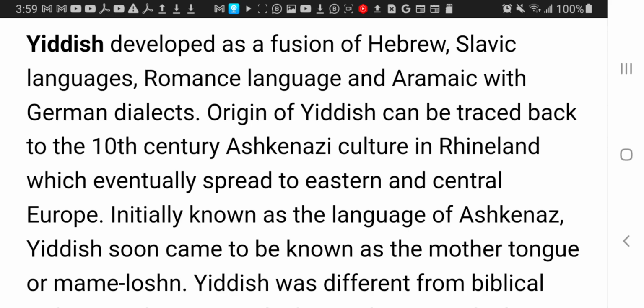But more on Yiddish. The origin of Yiddish can be traced back to what? The 10th century Ashkenazic culture in the Rhineland, that eventually spread to Eastern and Central Europe. 10th century, we're talking 10th century AD. That's like 900 something, right? So when we come to the year 900 AD something, in the 900s, that's the 10th century, that spread eventually to Eastern and Central Europe, right?